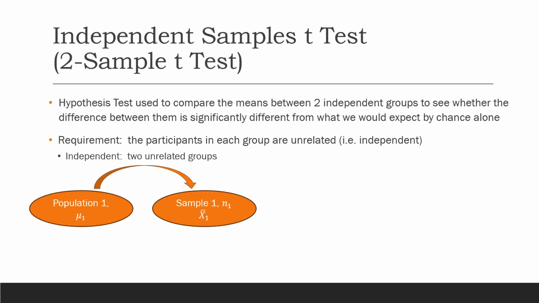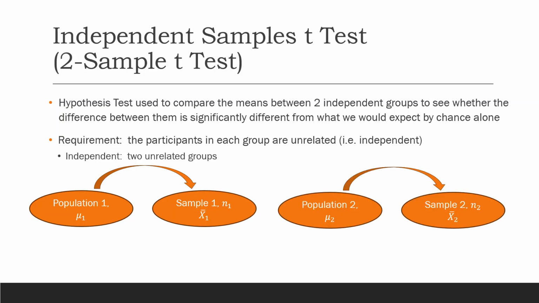So, for instance, I have population 1 here that has a population mean mu sub 1, and one of the groups of those two independent samples is a random sample from that first population. And of course, we have a point estimate of x bar sub 1, which is the sample mean, right? The other group comes from a different population that has a mean mu sub 2. And if we take a random sample to get that group, we have a random sample of size n sub 2. The point estimate there is x bar sub 2.